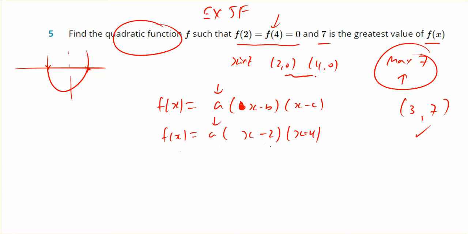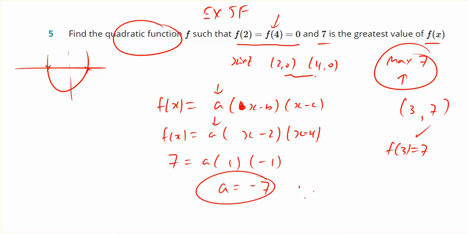Great, we can sub it into the equation to work out what a is. So f(3) equals 7. So 7 equals a when x equals 3. So 3 minus 2 is 1. 3 minus 4 is -1. So a equals -7, because we divide both sides by -1. f(x) must equal -7(x - 2)(x - 4), and that should give you the answer. Okay, hopefully that gives you an idea how to do it.